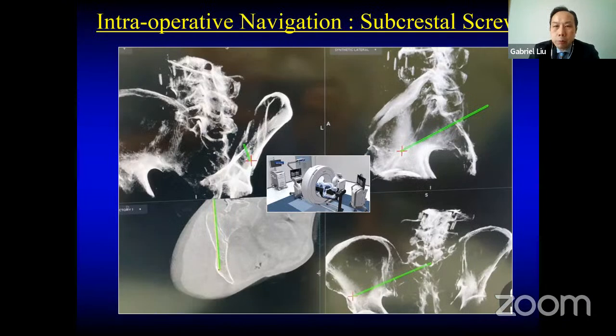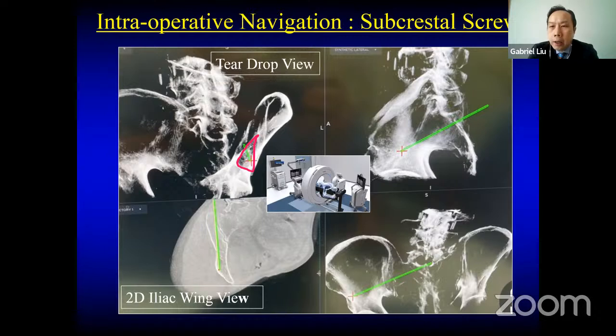As the techniques develop, and as we recently started to use the navigation system, one of the things I find useful is particularly selecting the AP synthetic view. Instead of using a 2D axial view, I select one of the AP synthetic views, using it to create a teardrop. In addition to this, I find the 2D ILM view is particularly easy for us to use.